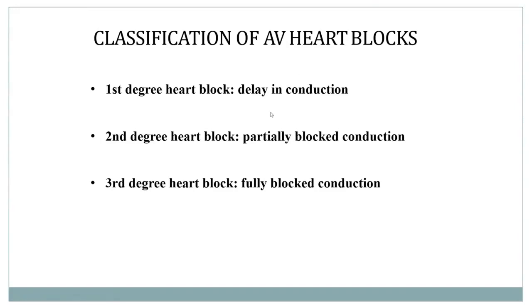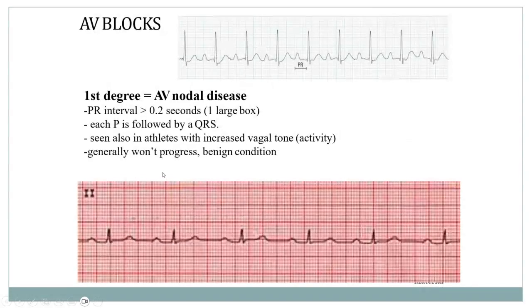Second degree heart block is partial block of the conduction, not a complete blocked conduction. And third degree heart block is fully blocked conduction. So first degree is delay in conduction, second degree is partially blocked conduction, and third degree is fully blocked conduction. Let's see the patterns here.